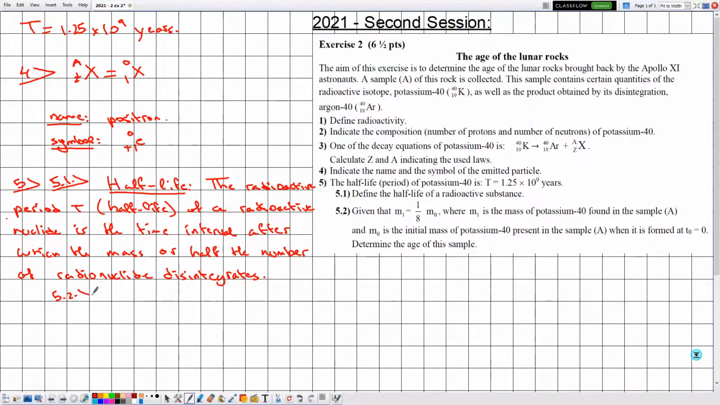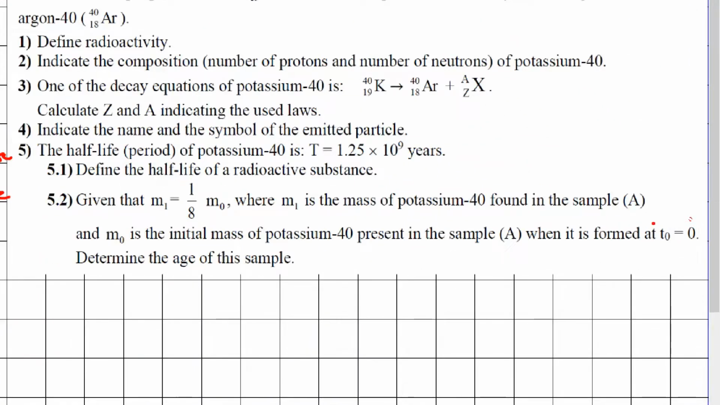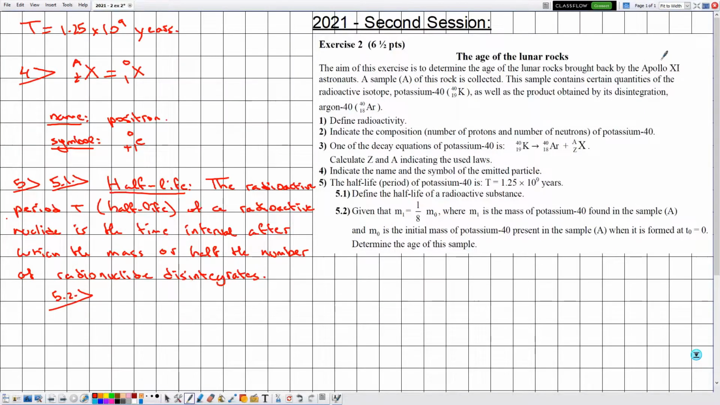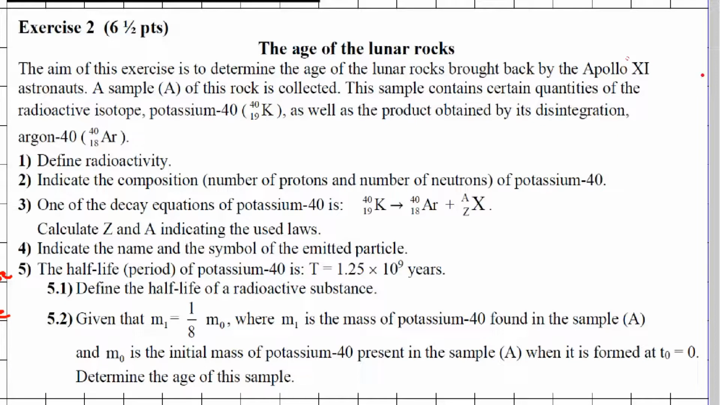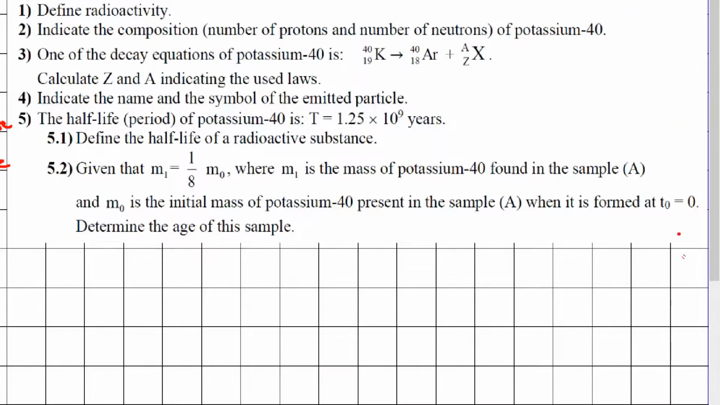Now in 5.2, they are telling us that given that M1 is equal to 1 over 8 M0, where M1 is the mass of potassium-40 found in the sample A, recall that the sample A is the one being extracted from, brought back by the Apollo. And M0 is the initial mass of potassium-40 present in the sample A when T0 is equal to 0. Now, they're asking us to determine the age of the sample. Then the age of the sample is denoted by T.